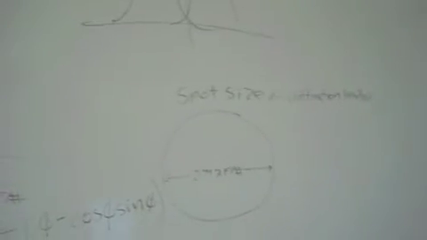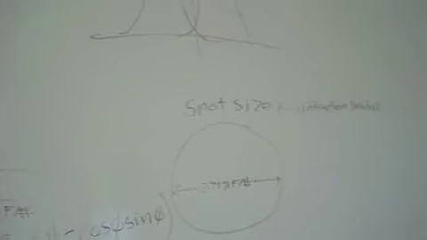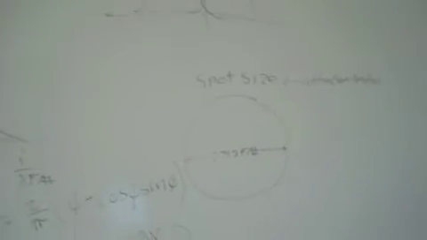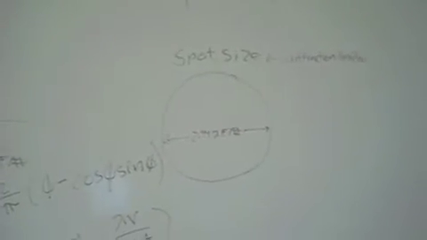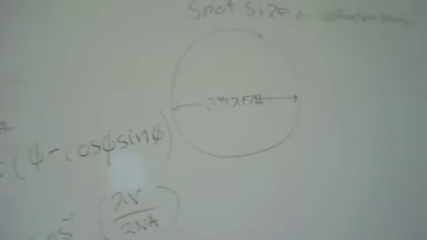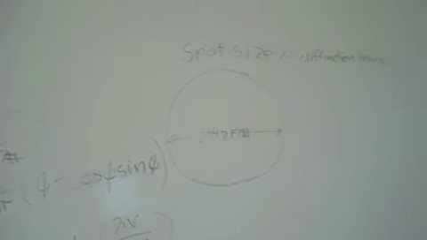Now, when dealing with a diffraction limited system, you have a spot size that's based off of your diffraction. Your spot size is basically 2.44 lambda f number, once again based off the Rayleigh criterion.